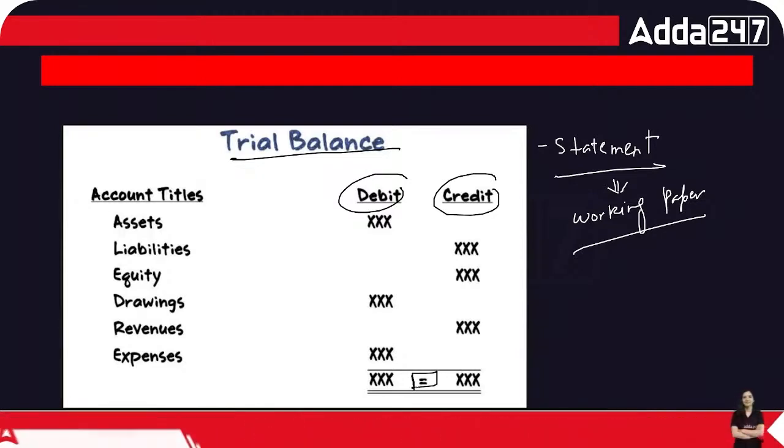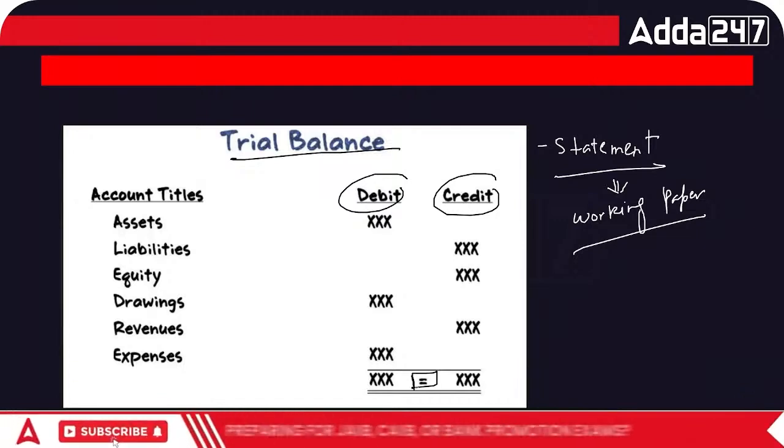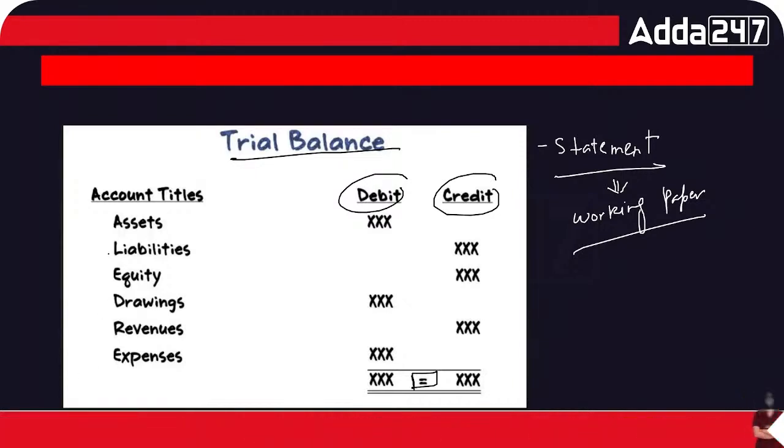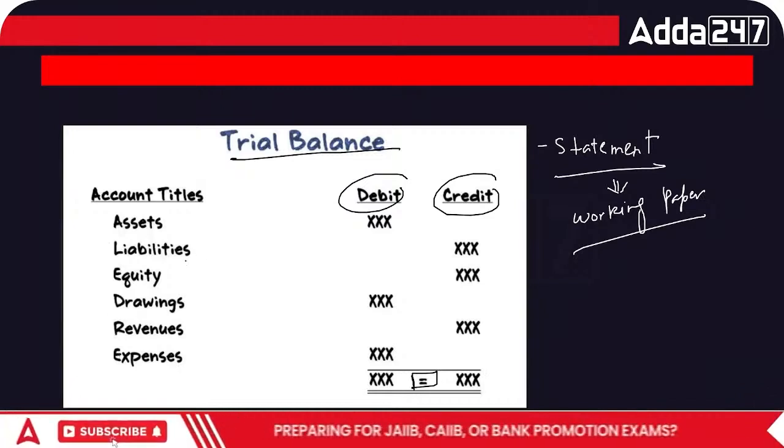It doesn't have a specific nature. That means it is neither real nor personal nor nominal. It has nothing of that sort. This is clearly a statement where we record everything. All the important aspects of the business are recorded here.